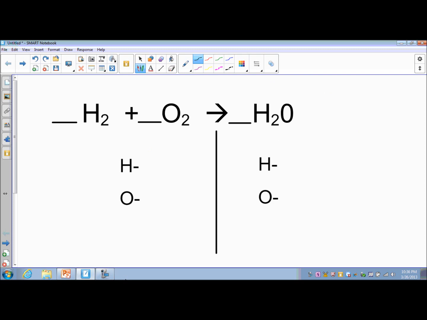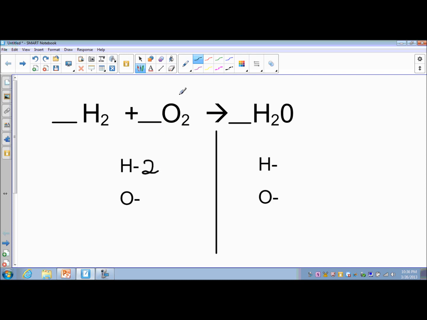So the first step that you want to do, and I've already gone ahead and done this, is draw a straight line underneath the arrow to separate the reactant side from the product side. The second thing you want to do is to list all of the atoms or elements that we have. So we have hydrogen and oxygen on both sides. The next thing that you want to do is count the number of each that you have. So if we look at the reactant side, I see that I have 2 hydrogens, as noted by my subscript. So I'm going to go ahead and write in 2 next to my hydrogen.